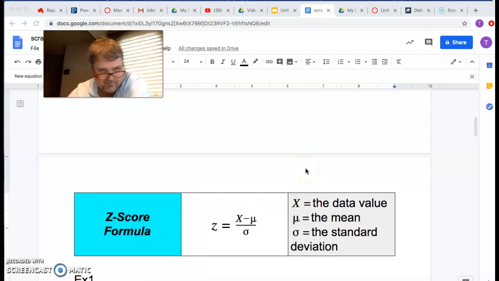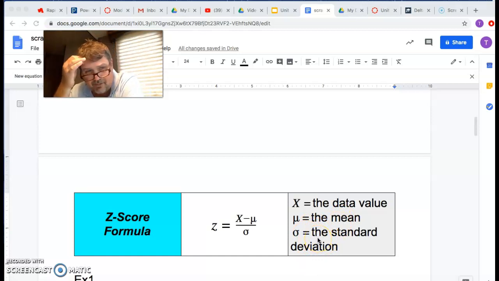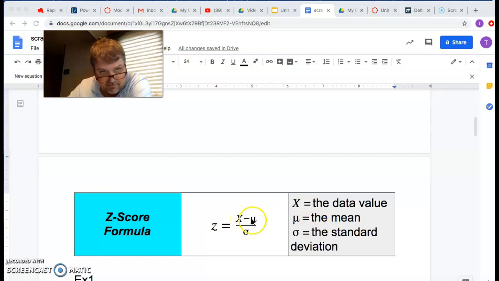All right, so the z-score formula says, take a data value, x, subtract the mean from it, and divide by the standard deviation. Remember, standard deviation is on average how far each data point is from the mean. So if you take your data point and subtract the mean from it, that tells you how far you are. Then you divide by the average distance. That tells you how many standard deviations you are from the mean. Okay, so that's what a z-score is, literally.